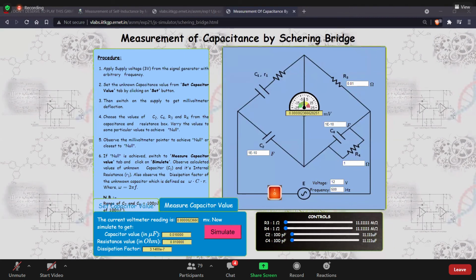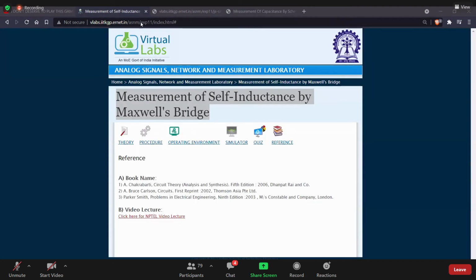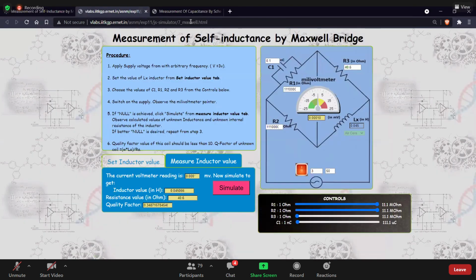Let's explain Maxwell's bridge. Sir, in this bridge, we are trying to know the unknown inductance by changing the values of C1, R1, R2, and R3. And if the null is achieved when we are simulating this, then we get the inductance value by this Maxwell bridge.